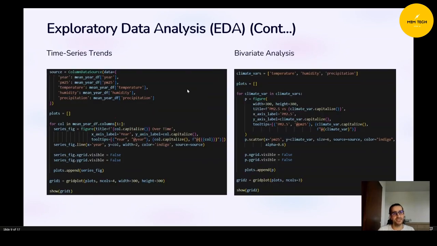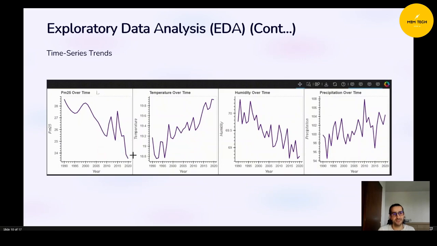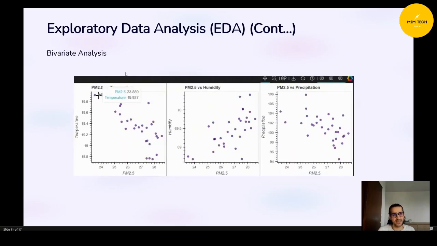In the next step, I plotted time series trends and bivariate analysis using Bokeh to create interactive plots and figures. For the time series trends, I used a line visualization, and for bivariate analysis, I used a scatter visualization to see the relationship between those variables. As you can see in this plot, by hovering over the line in the figures, we can see the year and its value for each variable. And in the bivariate analysis, we can see the relationship between PM 2.5 and the other climate datasets.